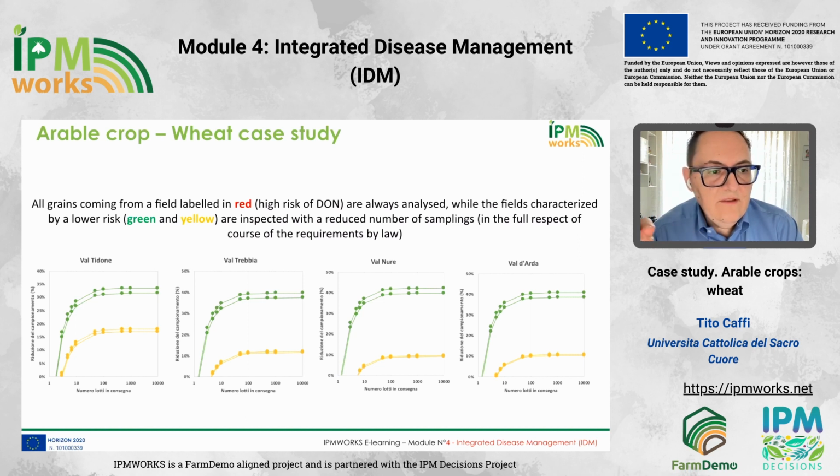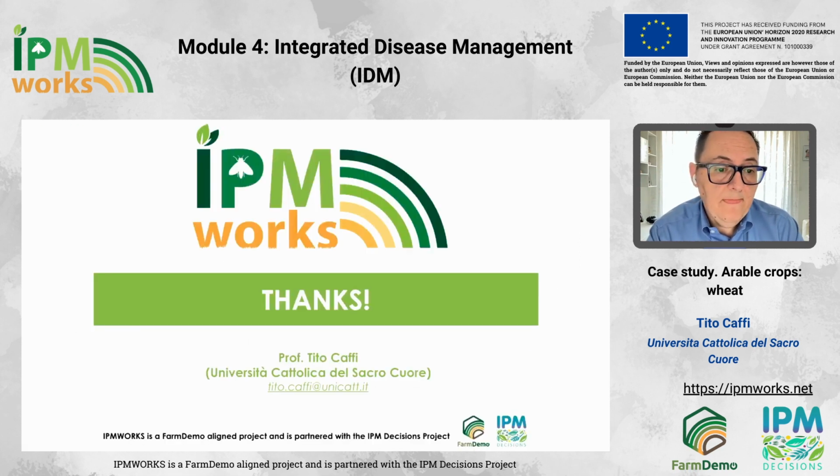coming from a different valley, and if it was categorized as yellow, so medium or low risk of Fusarium head blight. Of course, if it is red, everything must be tested twice. So this type of application can also be useful for logistic management of the delivery of the kernels to the pasta producer.